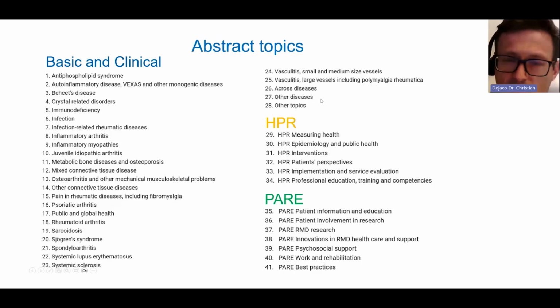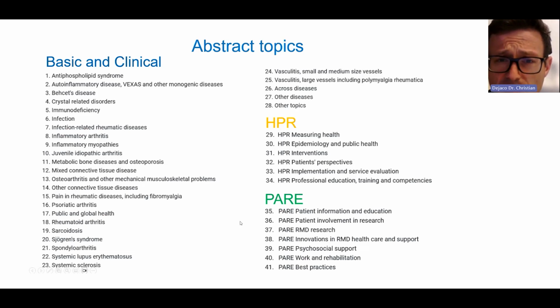Of course, you always have also the possibility to select something like across diseases when you have produced an abstract that, for example, involves rheumatoid arthritis, lupus, and scleroderma patients. And then there are other diseases which are not covered by the main ones, and other topics, when you have something which is more general and is probably not applicable to any of the disease categories. Then there are the HBR topics, which are slightly different, and the same also for para.